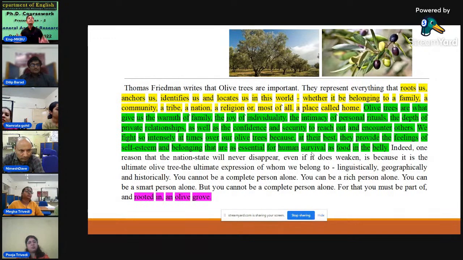And the reason is here in the phrase of Thomas Friedman. What he says, indeed, one reason that nation state will never disappear, even if it does weaken, is because the ultimate olive tree, the ultimate expression of whom we belong to, linguistically, geographically, and historically.